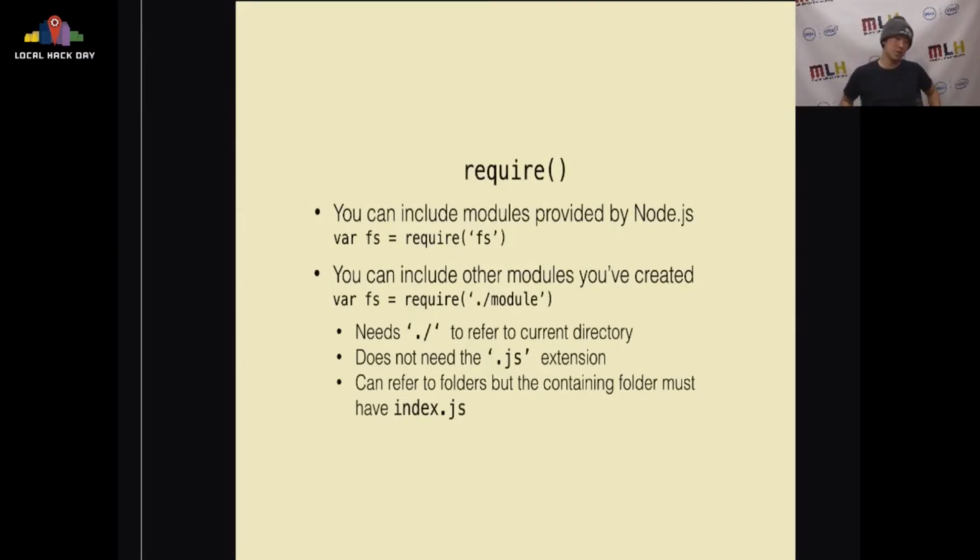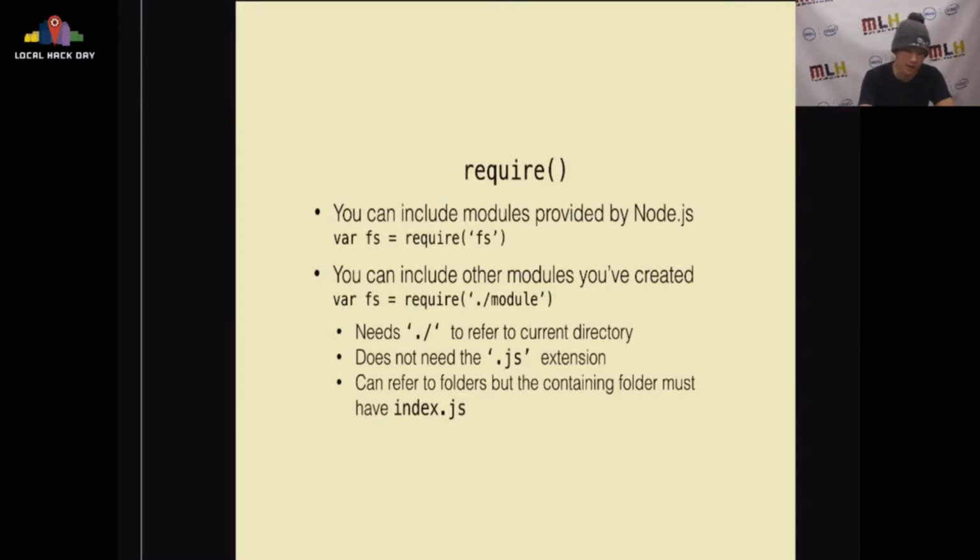So the first example is you can use require. Require is built into Node.js, and there are several modules that Node gives you. FS is file system. That is one of the modules that Node gives you. So an example of this here is we require the file system and put all of its functions into the variable FS.